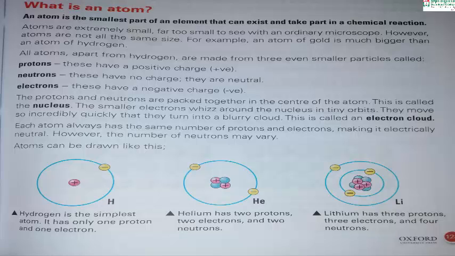Hydrogen is the simplest atom. It has only one proton and one electron. Helium has two protons, two electrons and two neutrons. Lithium has three protons, three electrons and four neutrons.